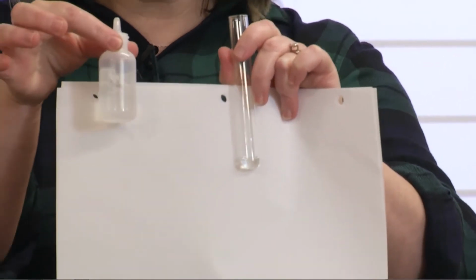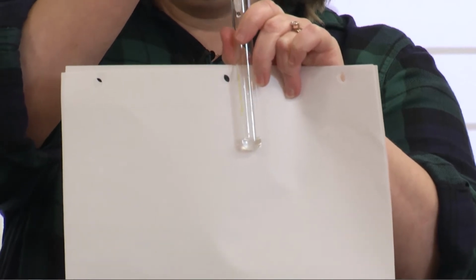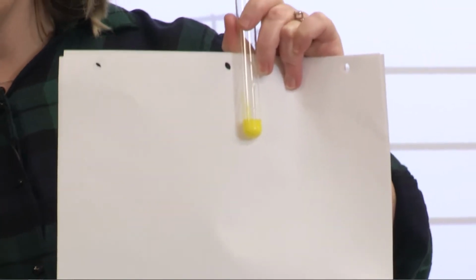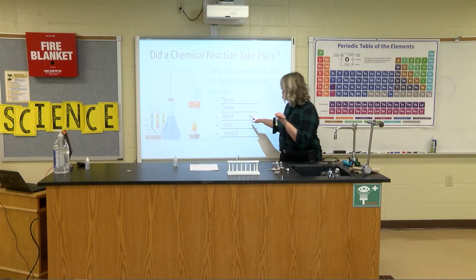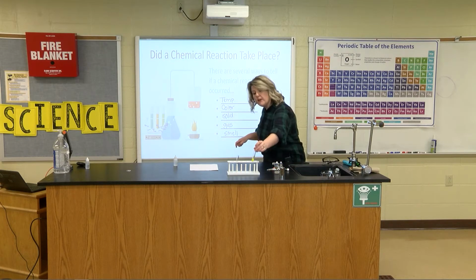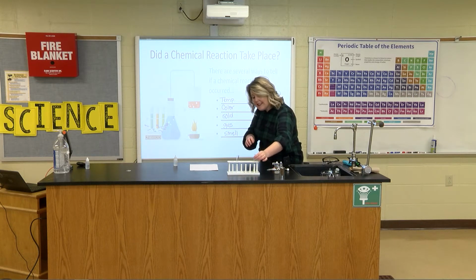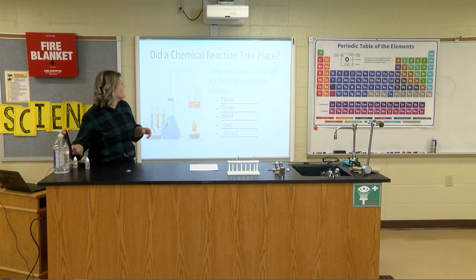Now I'm going to add this other chemical that's also colorless. And when you put them together, you see a bright yellow color change. So you have a bright yellow in here. And not only did it have a color change, if I let this sit here for a little while, you'll see that this actually formed a solid. The solid will actually sink to the bottom of that test tube, and you'll have two distinct layers.